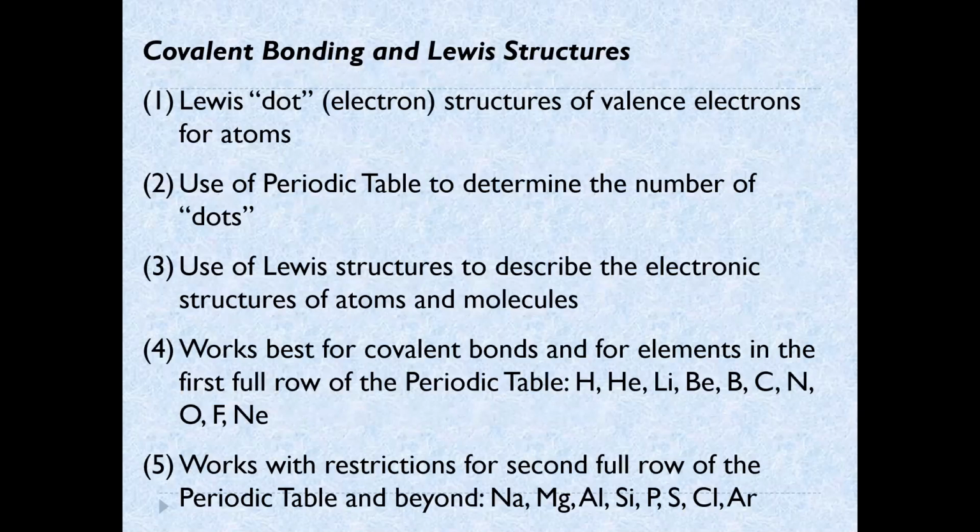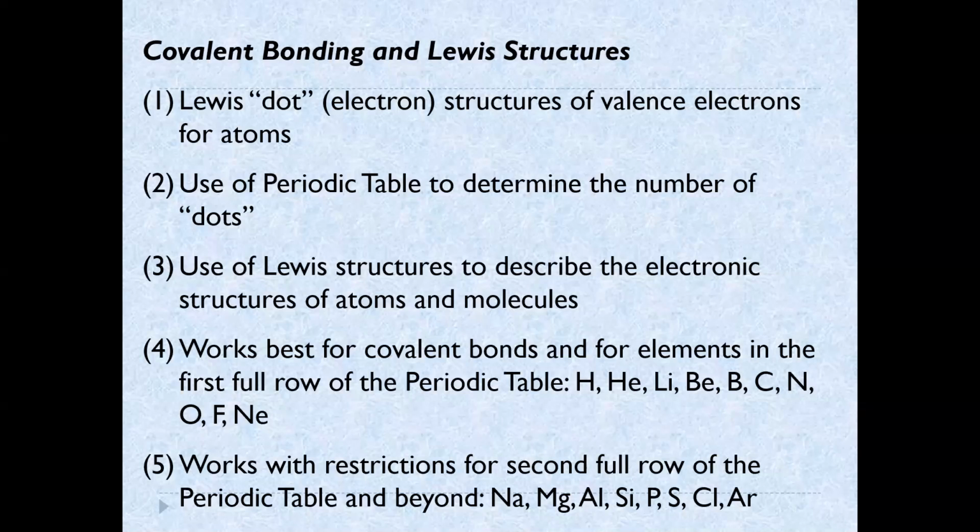So in drawing covalent Lewis structures, we use what we call dots. And that dot, like I said, is only applicable to the valence electrons. So for example, sodium will have 1 dot. So let me ask you now, for calcium, how many dots will calcium have?